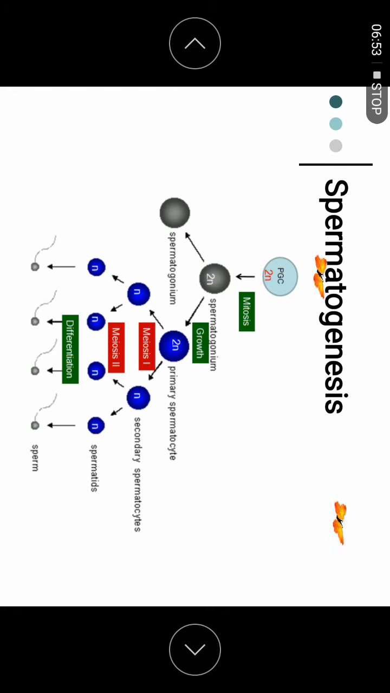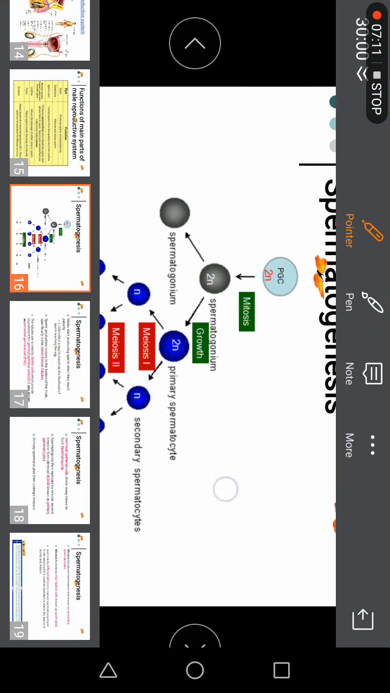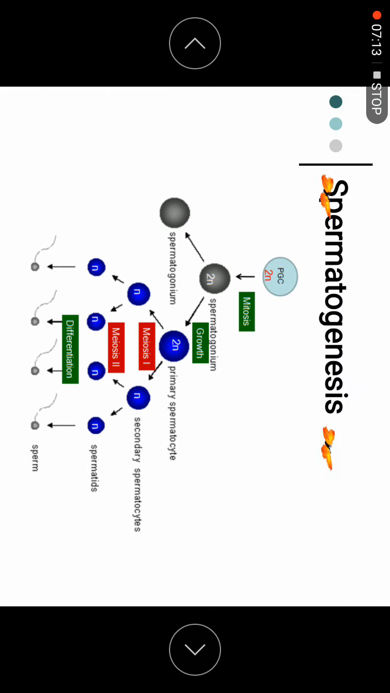Then this spermatogonium will divide again to get more spermatogonium. So the gray will produce some more spermatogonium, but we will focus on one of them, because the process is the same. So we focus on one spermatogonium over here. One of the spermatogonium will grow and then become the primary spermatocyte.